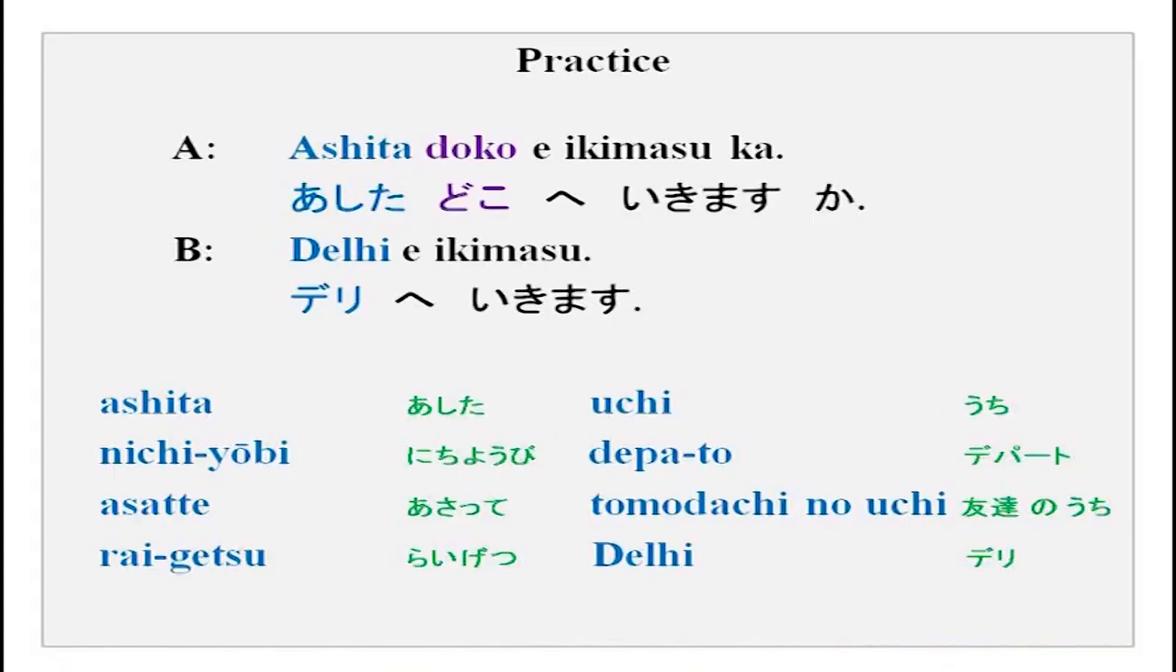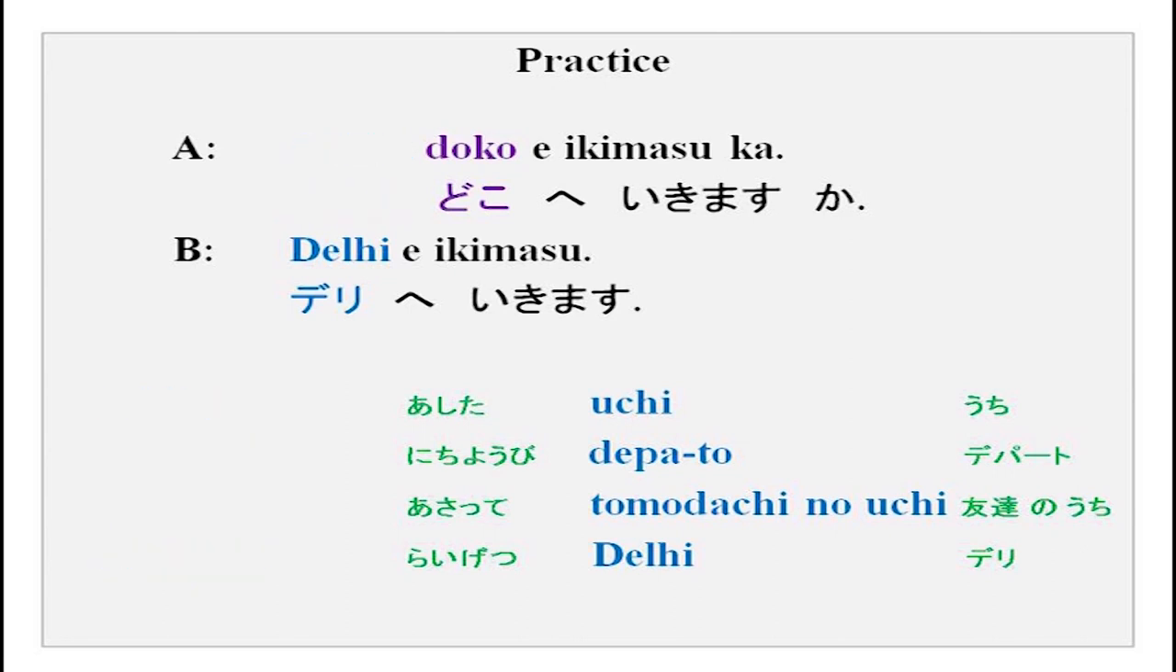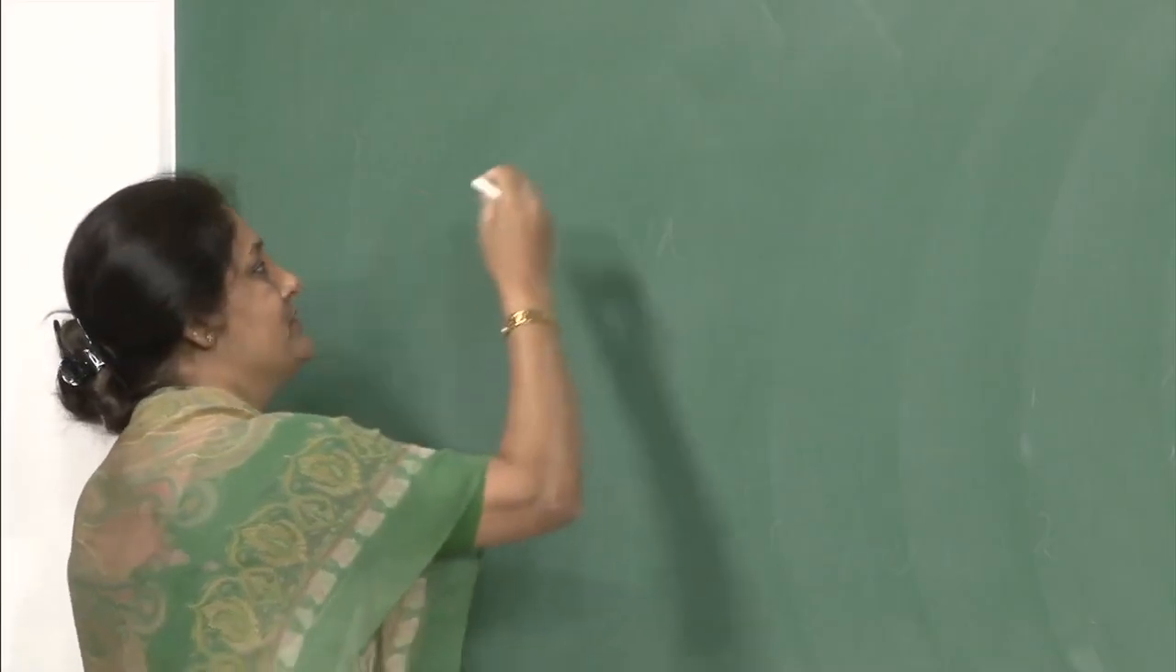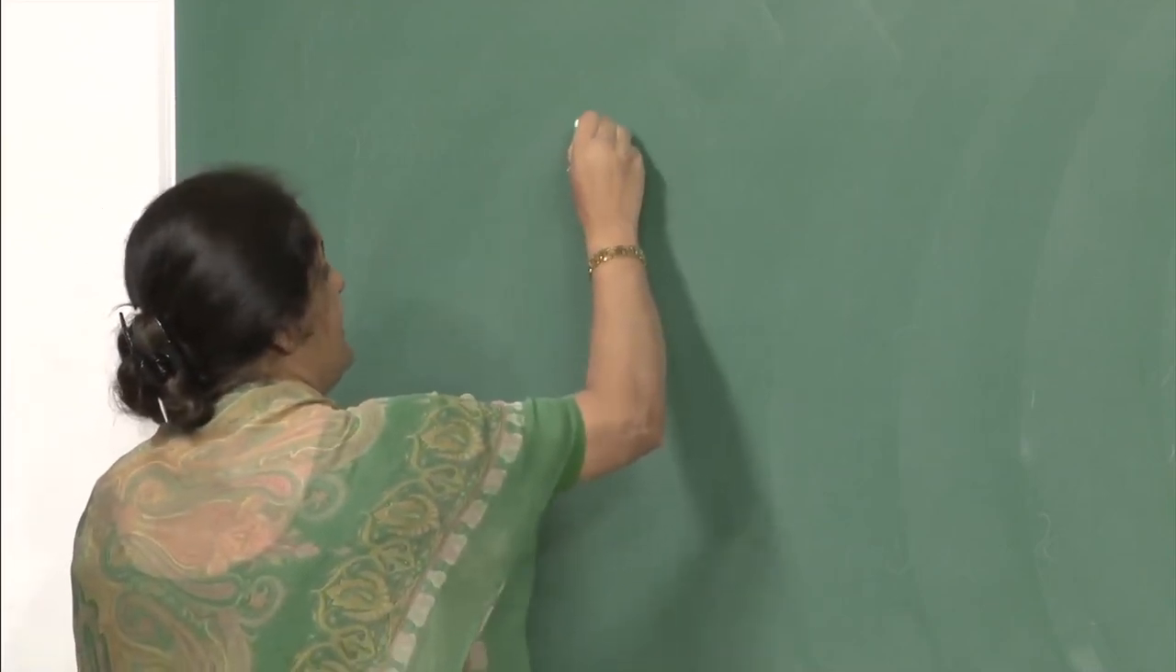You can see: Ashita doko e ikimasu ka? Deri e ikimasu. So, ashita could be replaced with nichiyobi, asatte, raigetsu. Raigetsu means next month, and place could be Delhi. Place could be replaced with uchi, depato, tomodachi no uchi, or again any place, Delhi or any other place you want to name. Now, some more time expressions for you. Raigetsu was just mentioned.